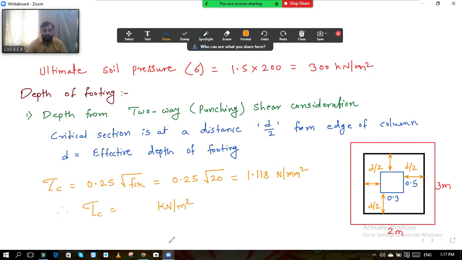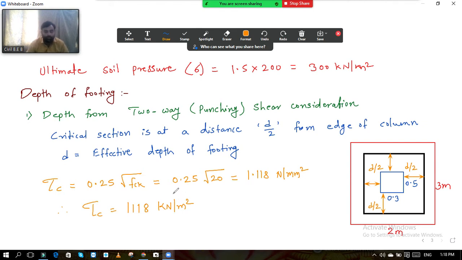Let me know the answer in kilonewton per meter square. 1.118. It is in Newton per mm square. Now if I want to convert that into kilonewton per meter square, what will be the answer? It is 1118 kilonewton per meter square.